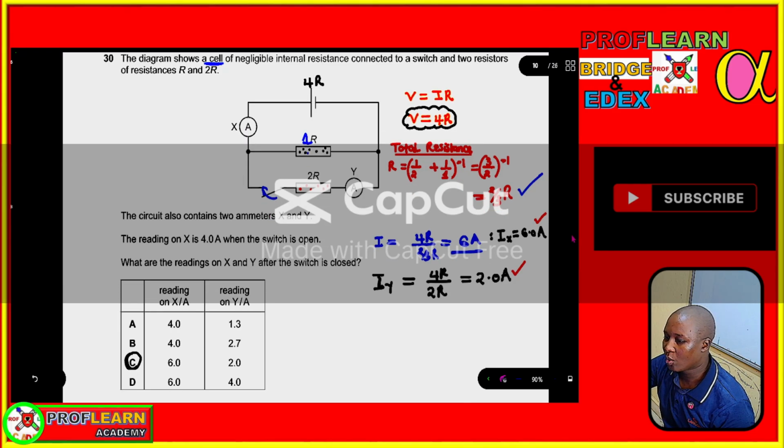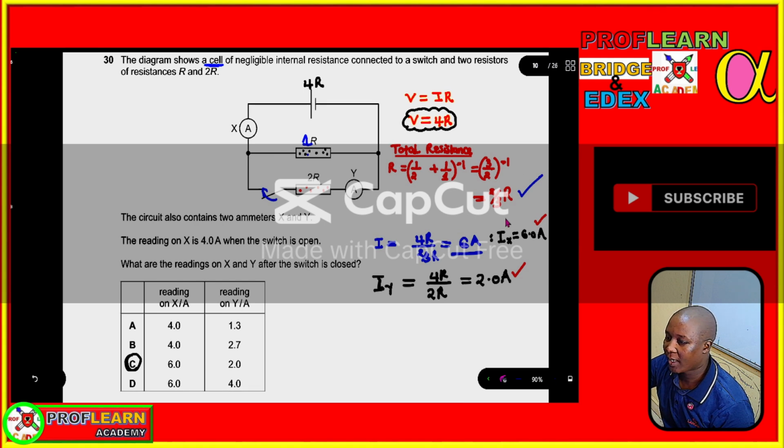If we want to know the reading, or the current, flowing here, we are going to use this resistor that we have here and the potential difference at this particular point.